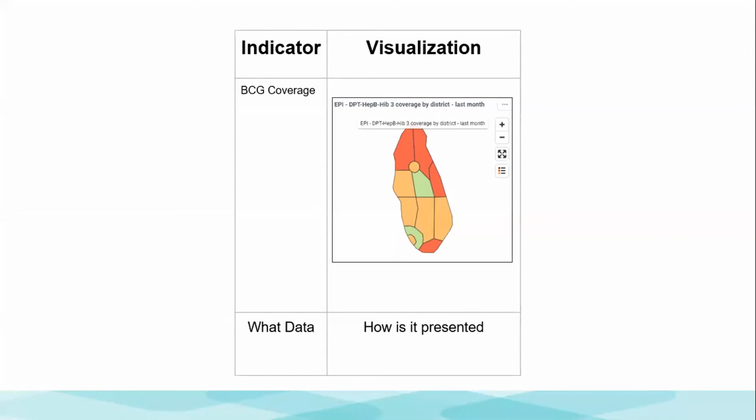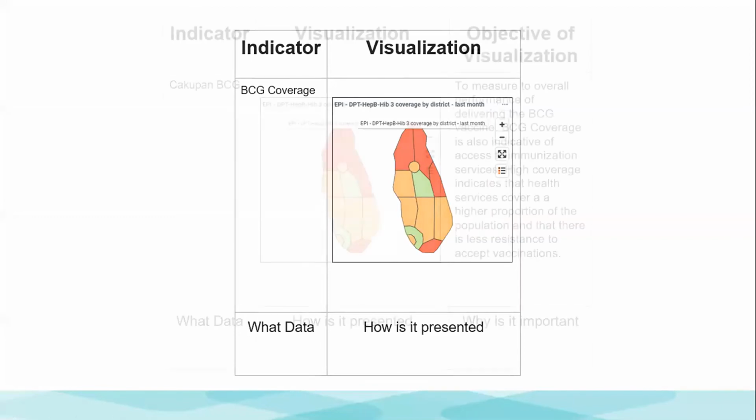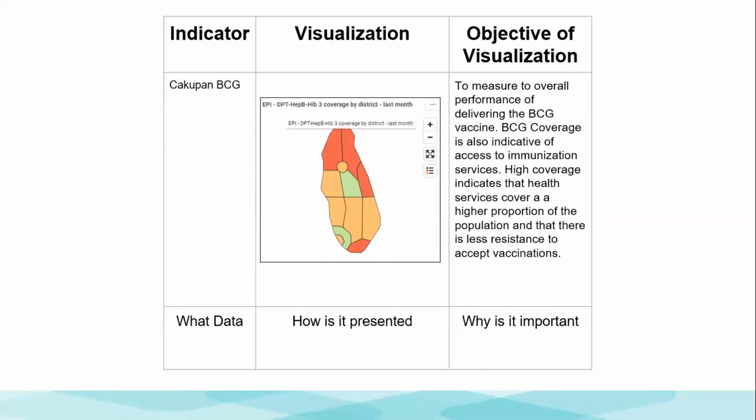Let's move to the next step. So we have what and how it is presented. The next is, why is it important? So this is again, I would say, the second most important thing in this entire thing, right? You have to give a better idea about the objective of this visualization.